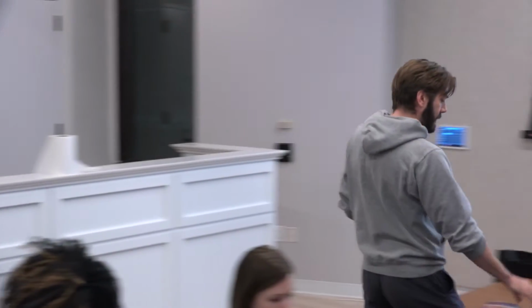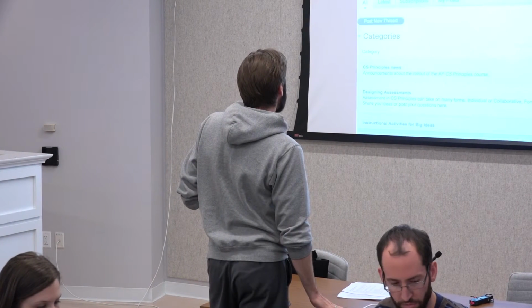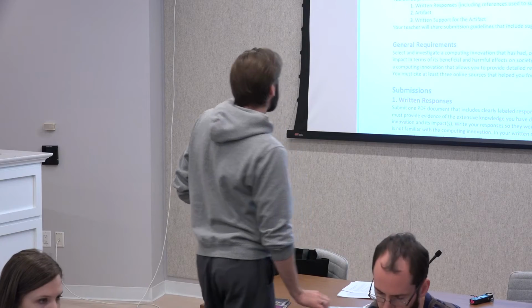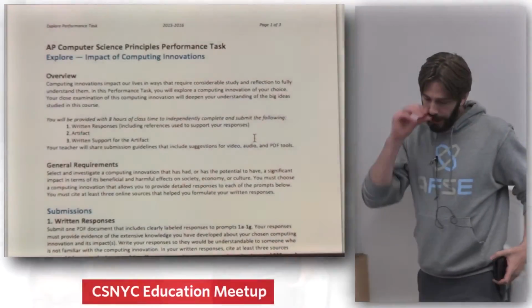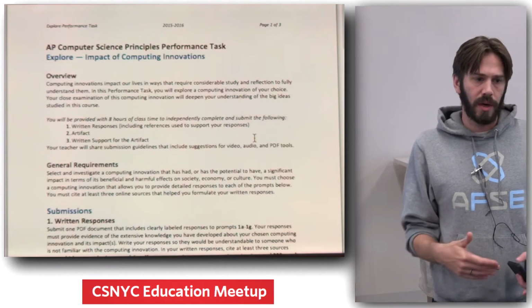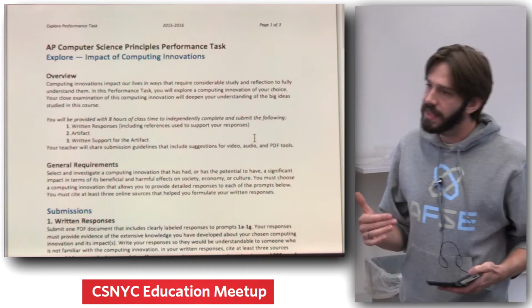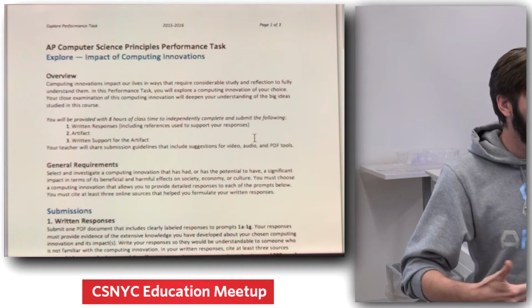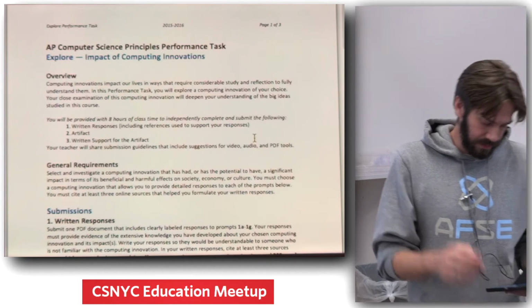All right, let's begin with the explore performance task. Find the document that says explore performance task. It looks like this. All right. We're just going to go quickly through all of these because we're very short on time. 3 minutes, just skim. Read as fast as you can, but hit the major points in 3 minutes.